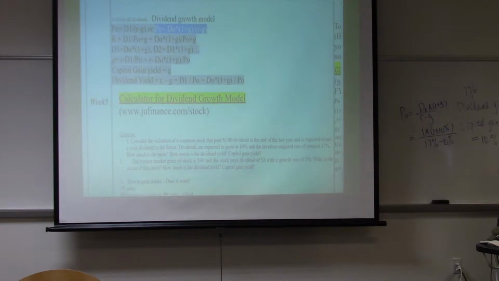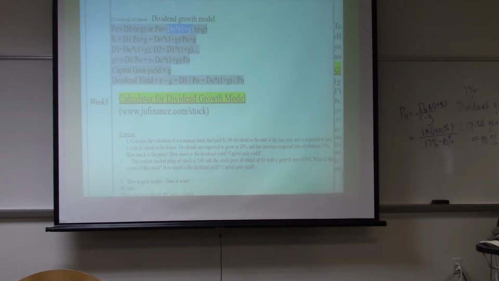Yeah. See, D0 is 1, G is 10%, R is 17%. Oh, okay. So we couldn't use the one that was D1. No, if you use D1 in the equation, you have to calculate D1 first. Don't use 1 directly. It's 1 multiplied by 1 plus G. Okay. Now I see.